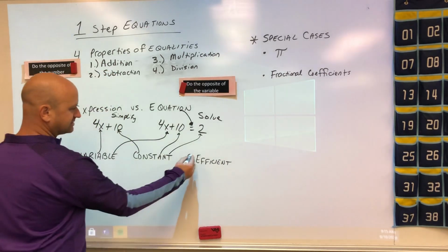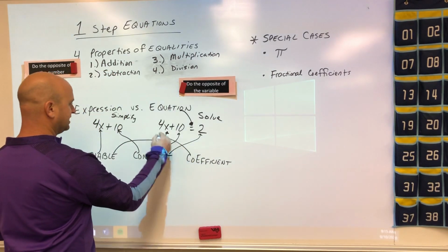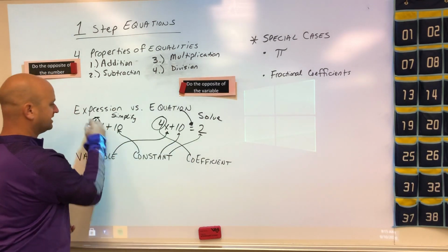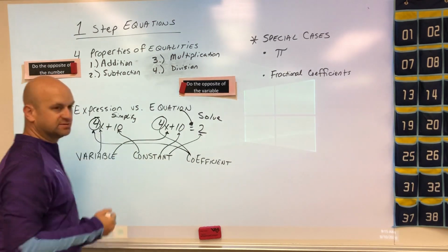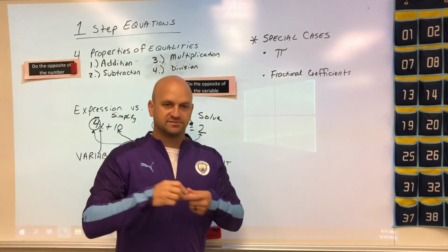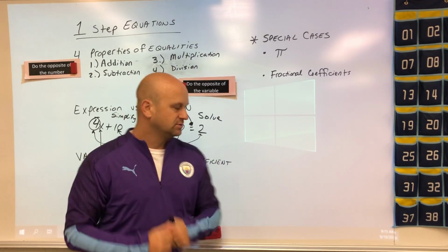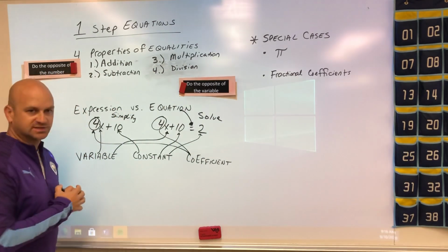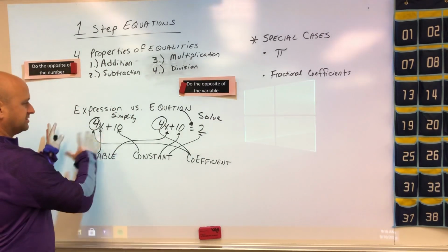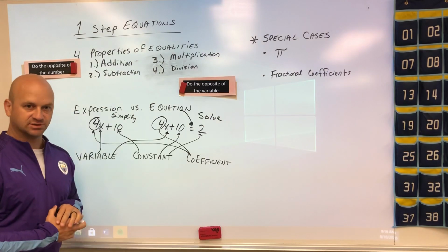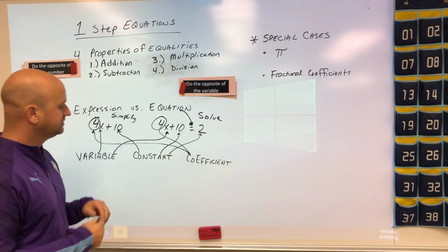All right, and the last thing is the coefficient. So in this case, the 4 in front of the x is going to be the coefficient. So whatever number is in front of the variable is the coefficient, okay? So keep that in mind as we use vocab terms, so that we understand what's going on and understand the difference between expressions and equations, okay? All right, now here's some special cases.